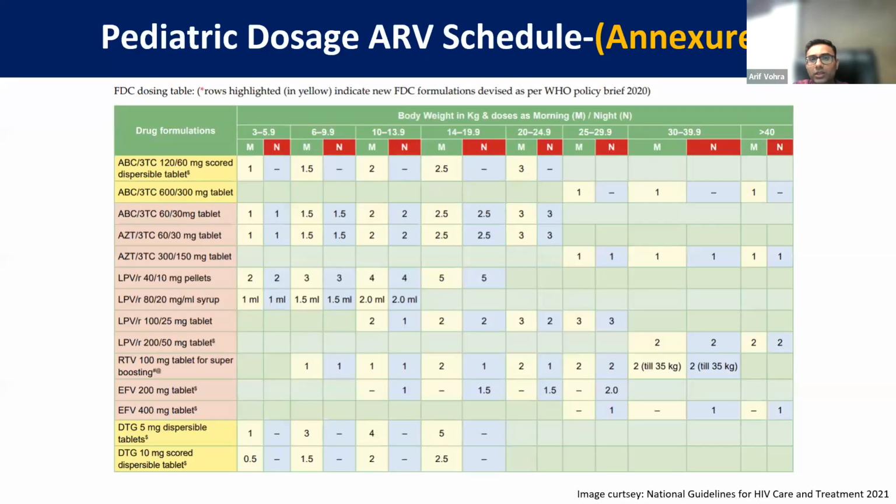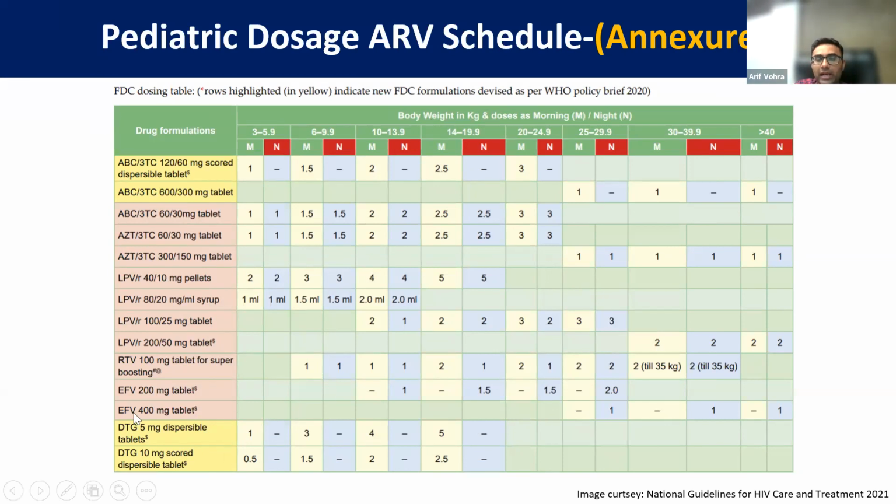So this is the pediatric dosage ARV schedule, which is given to you as an annexure. Please refer to it. DTG should not be given in less than 6 years. You can give it, but we don't have a formulation available. So don't break the tablet and give it to the child. Even though it is written in the dosage chart, avoid giving it until a pediatric formulation is available. So yellow is pediatric formulation.